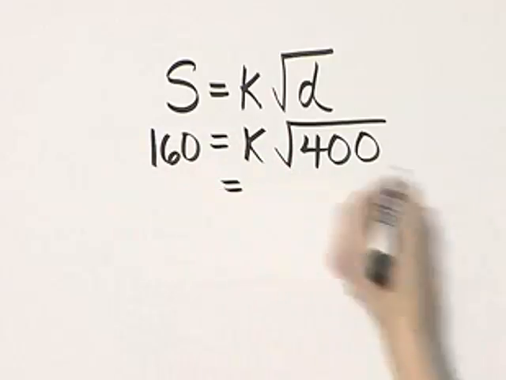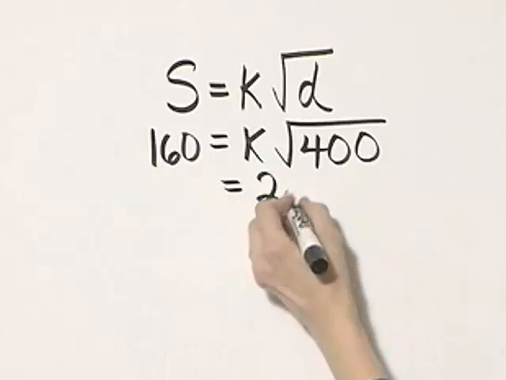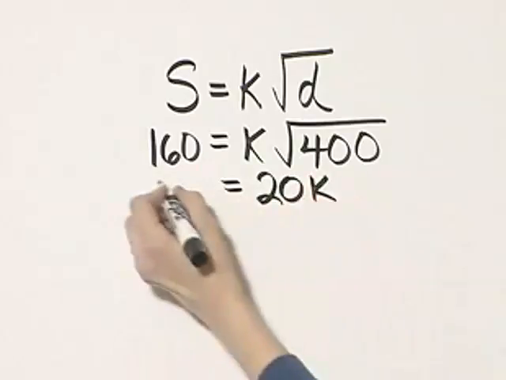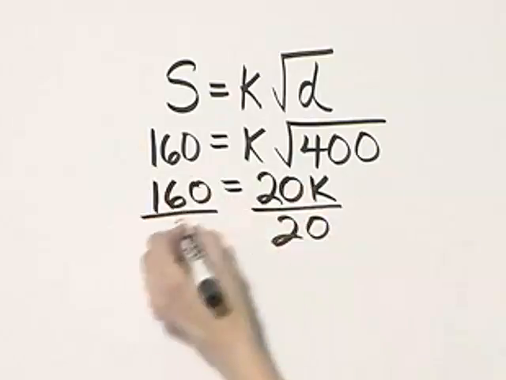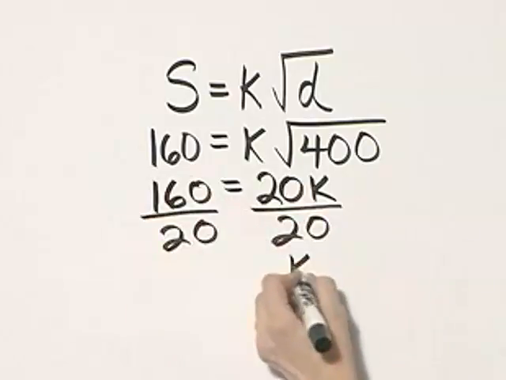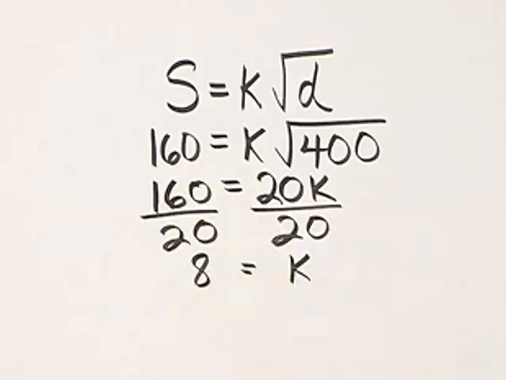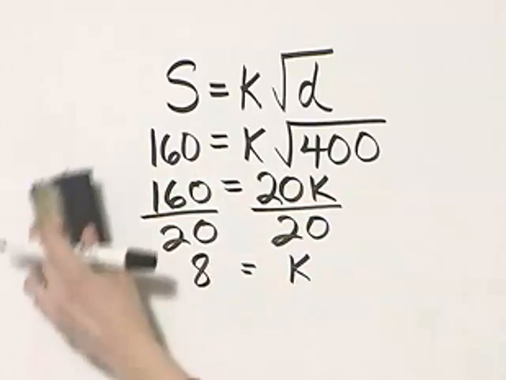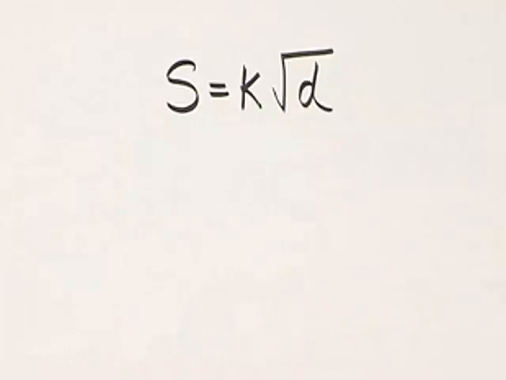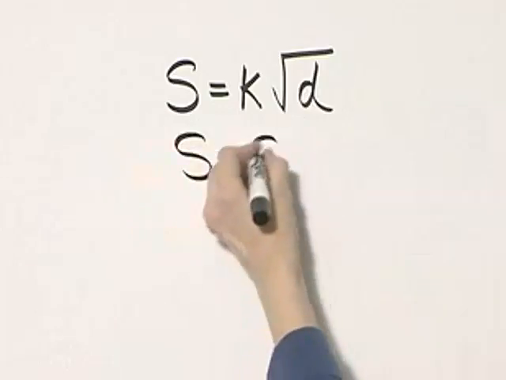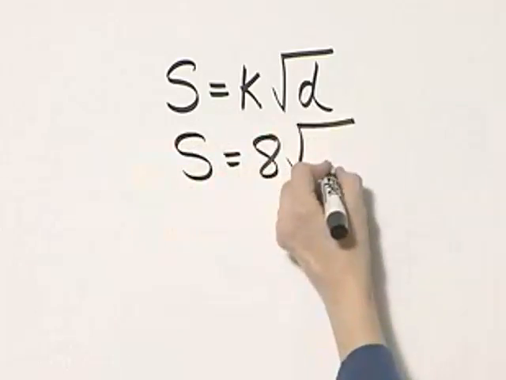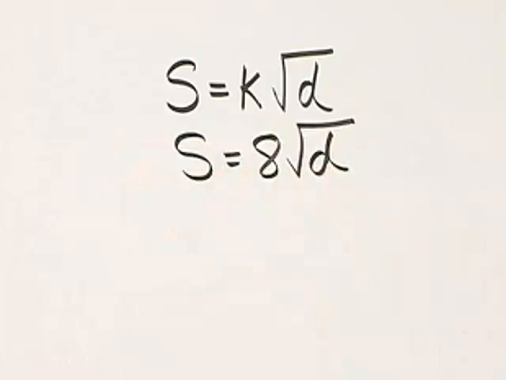The square root of 400 is 20, so I know 20K is 160. Divide both sides by 20, and we know then that K is 8. So we know our constant, it is 8. So let me rewrite this, putting in 8 instead of K. We now know that S is equal to 8 times the square root of that distance, D.